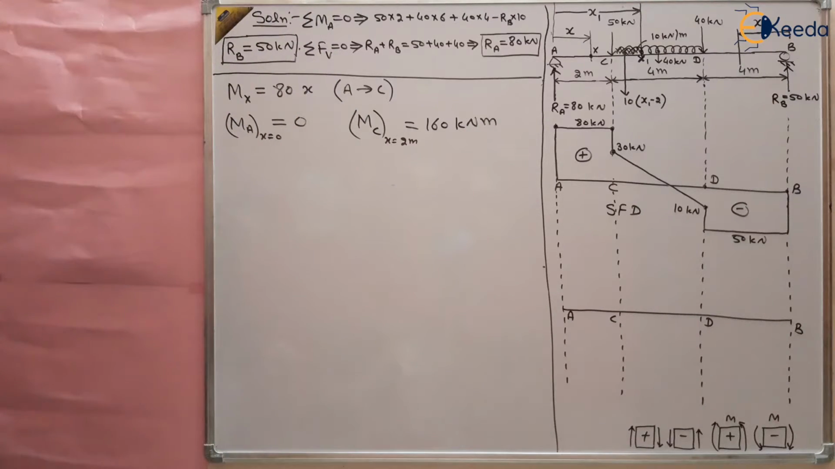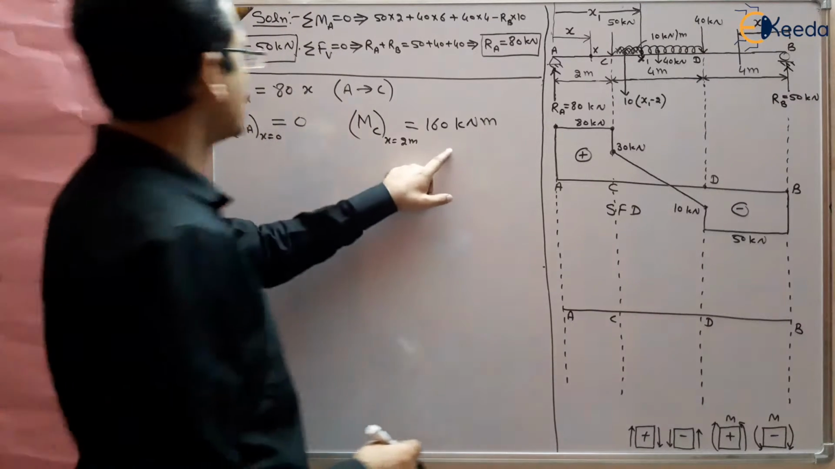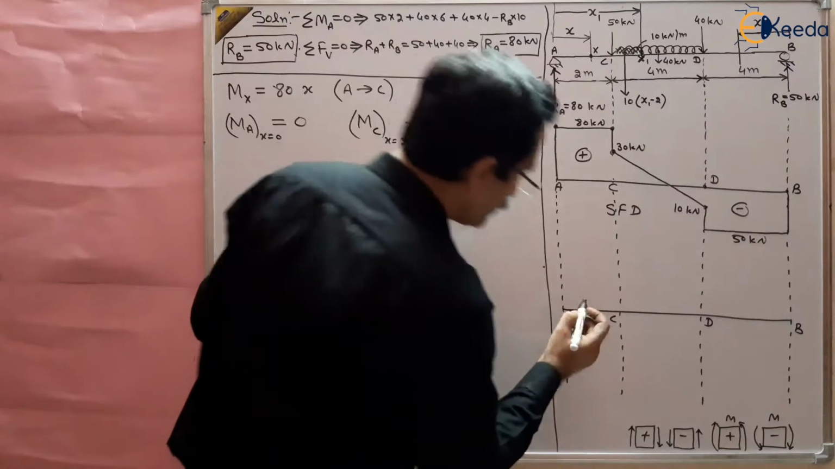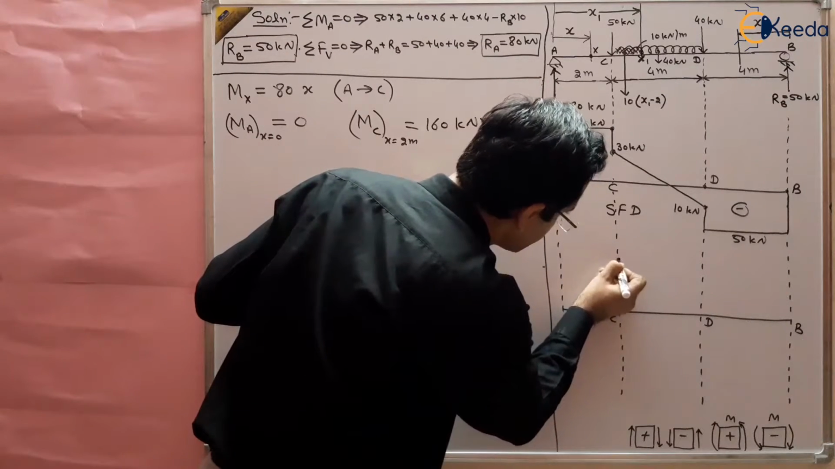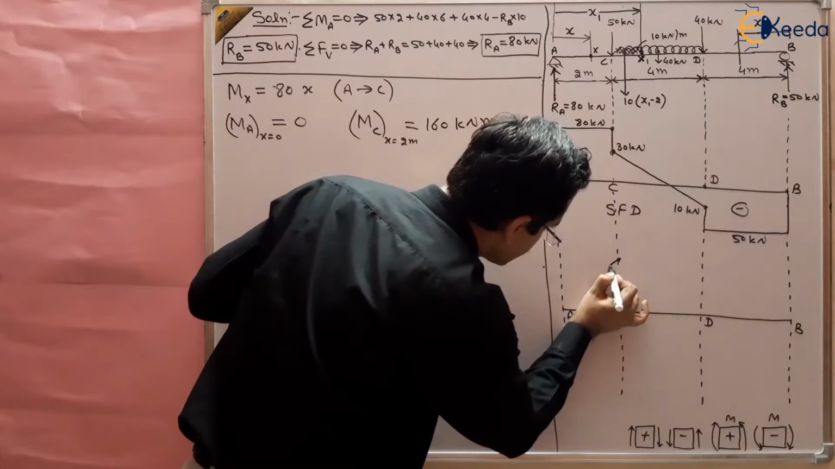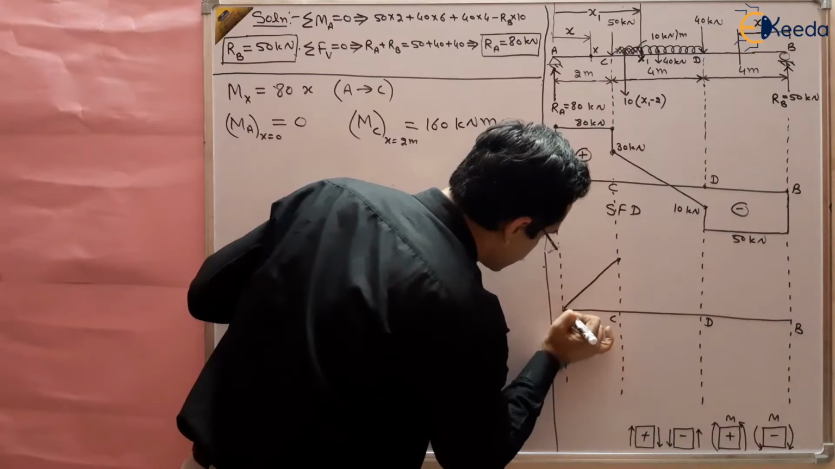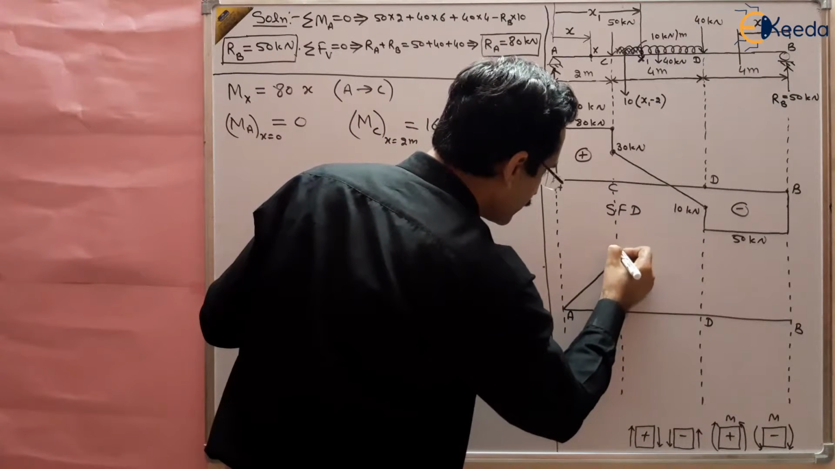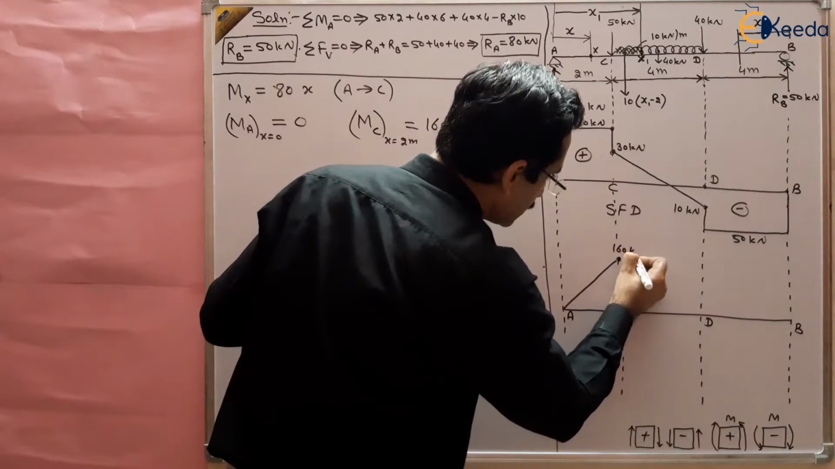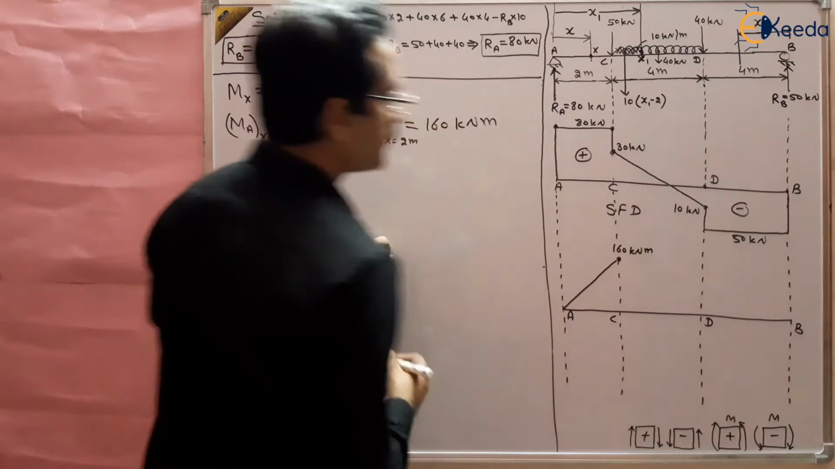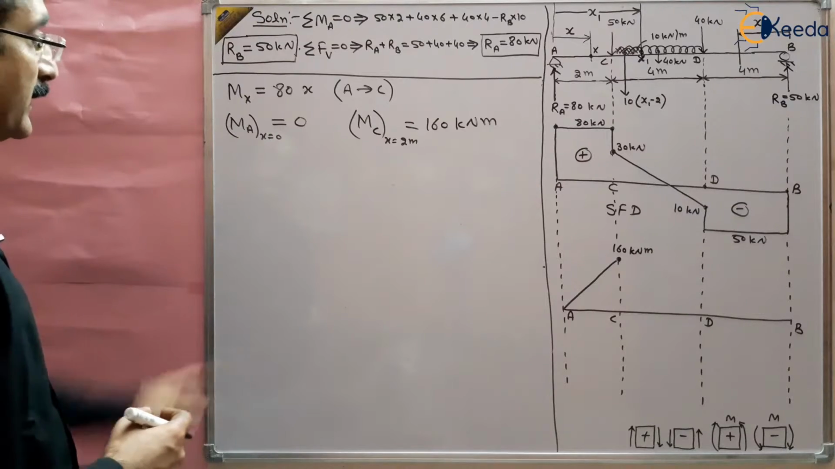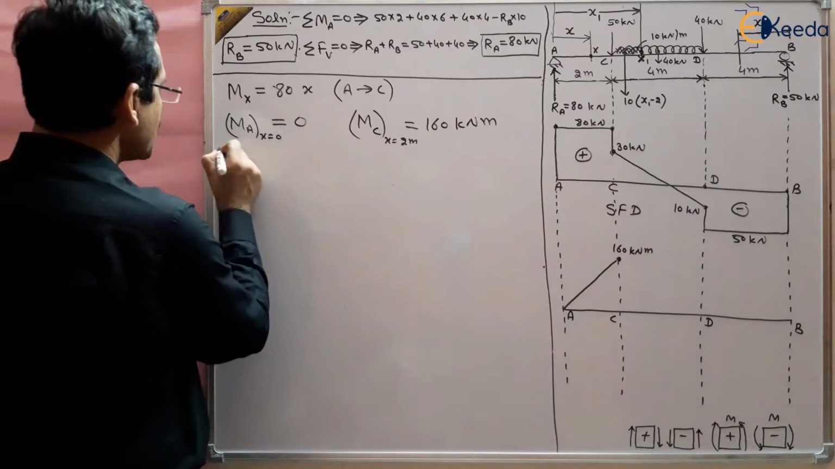From 0 to 160 kilonewton meter, linear variation is there, right? Suppose this is 160. So 0 to 160, linear variation is there like this, right? And this point is 160 kilonewton meter. Isn't it? Right. And linear variation is there. So this is the one part.